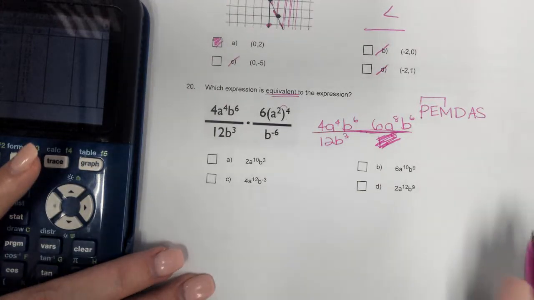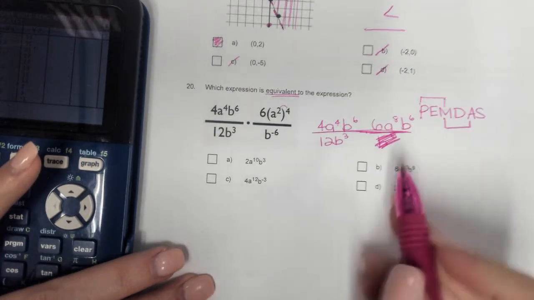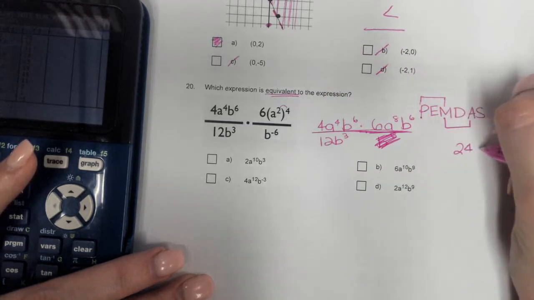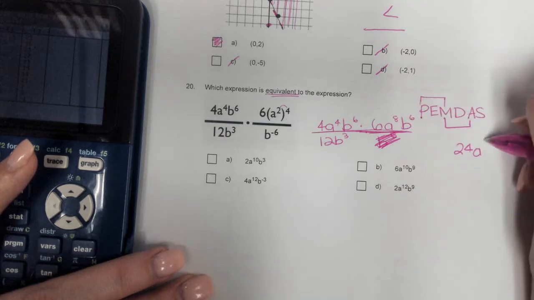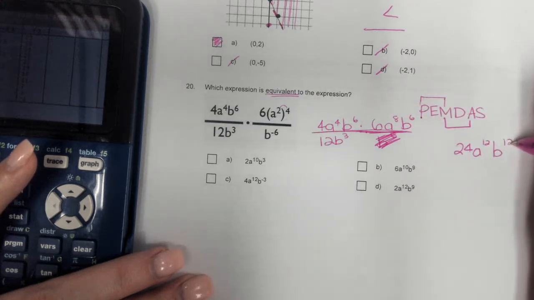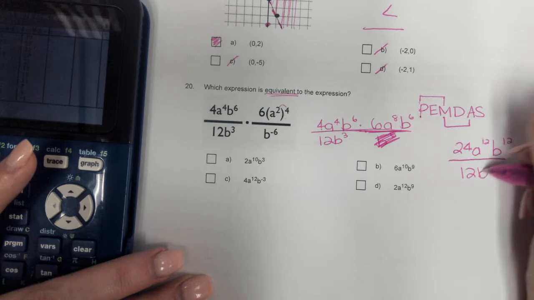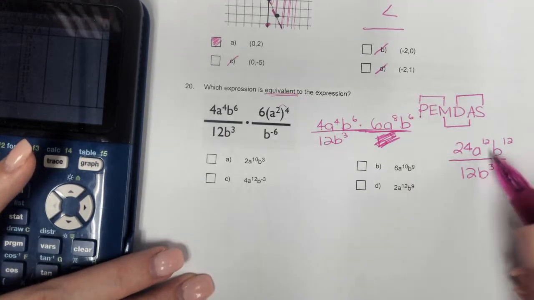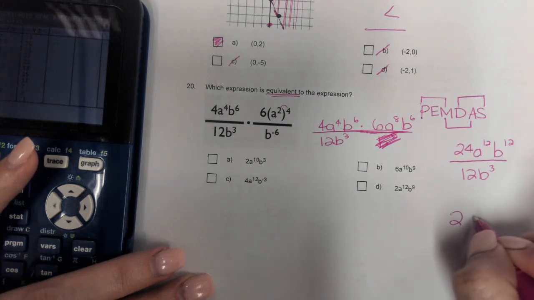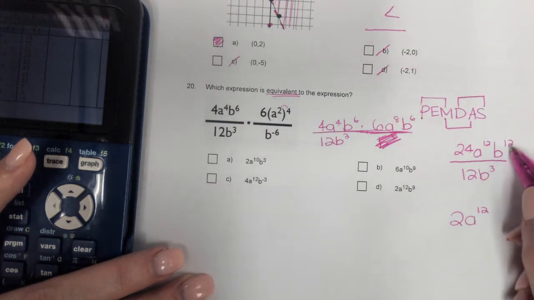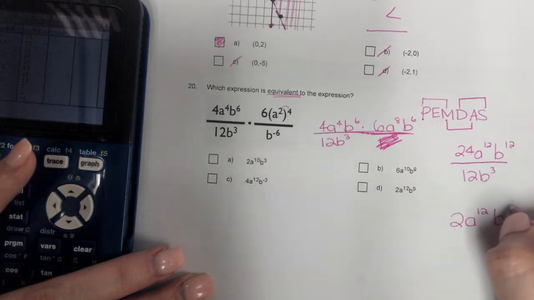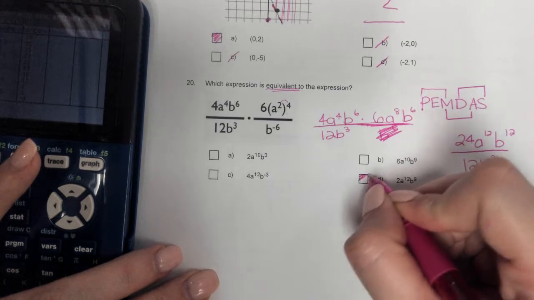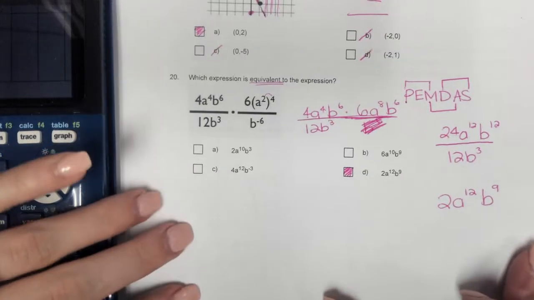When you're multiplying, you add your exponents. So these up top are multiplying. 4 times 6 is 24, and it's going to be a. 4 plus 8 is 12. 6 and 6 is 12 over 12, b cubed. And when you divide, you subtract. So now I'm dividing. 24 divided by 12 is 2. You have a to the 12th. And if I'm subtracting 12 minus 3, I get b to the 9th. So 2a^12 b^9.